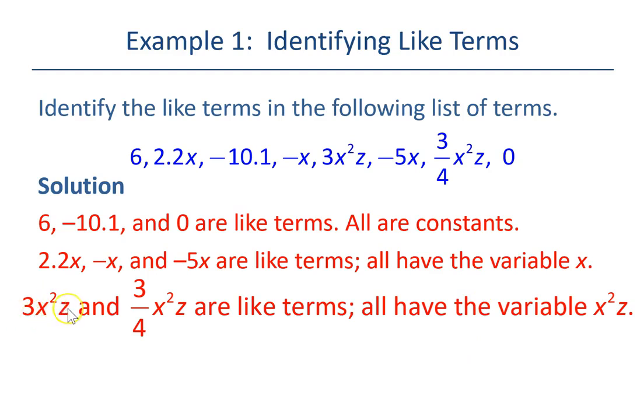You've got 3x squared z and 3/4 x squared z, which are all like terms. They all have the variable x squared z. And yes, you have to count that. If you just had one that had a z, you'd have a whole other list of variables with just z. These guys right here, though, are connected. So let's think about that as we go through this.